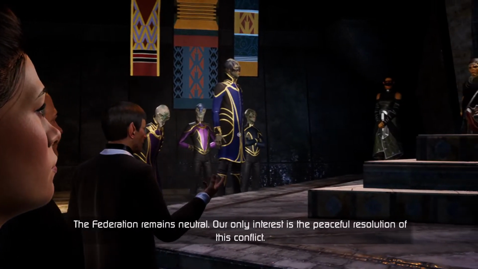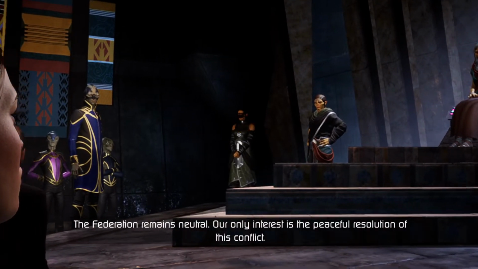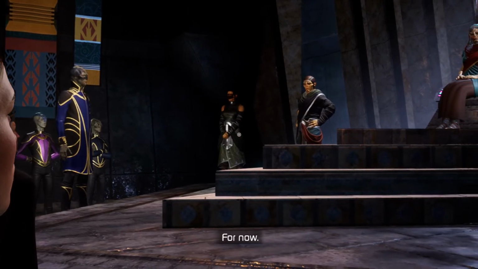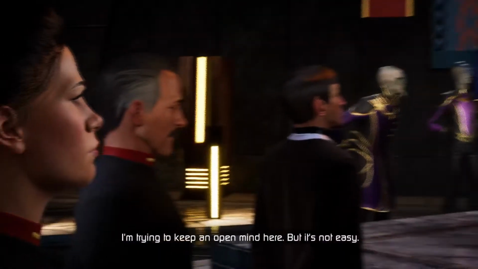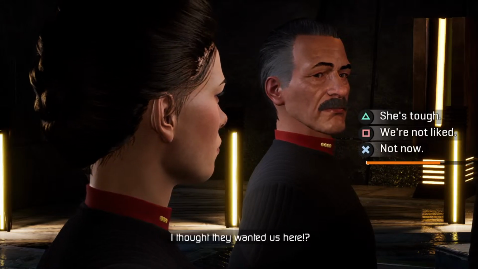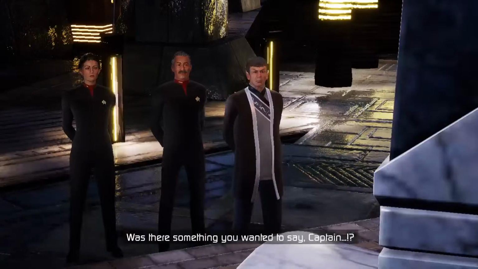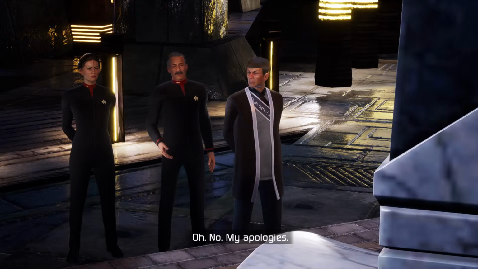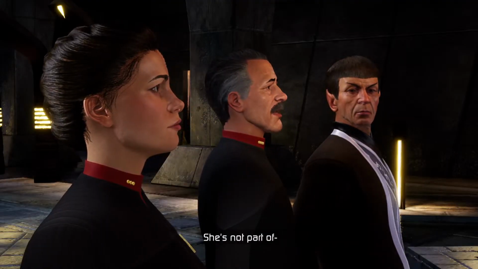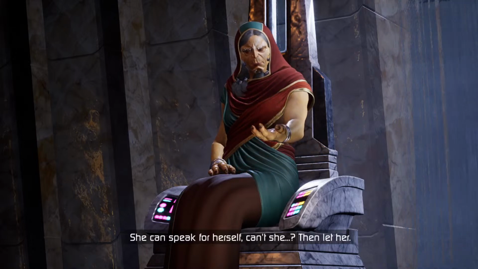The Federation remains neutral. Our only interest is the peaceful resolution of this conflict. We are here at your request, Your Majesty. For now. I'm trying to keep an open mind here, but it's not easy. I thought they wanted us here. Was there something you wanted to say, Captain? Oh, no. My apologies. And what about the Kobliad? She's not part of... She can speak for herself, can't she? Then let her.